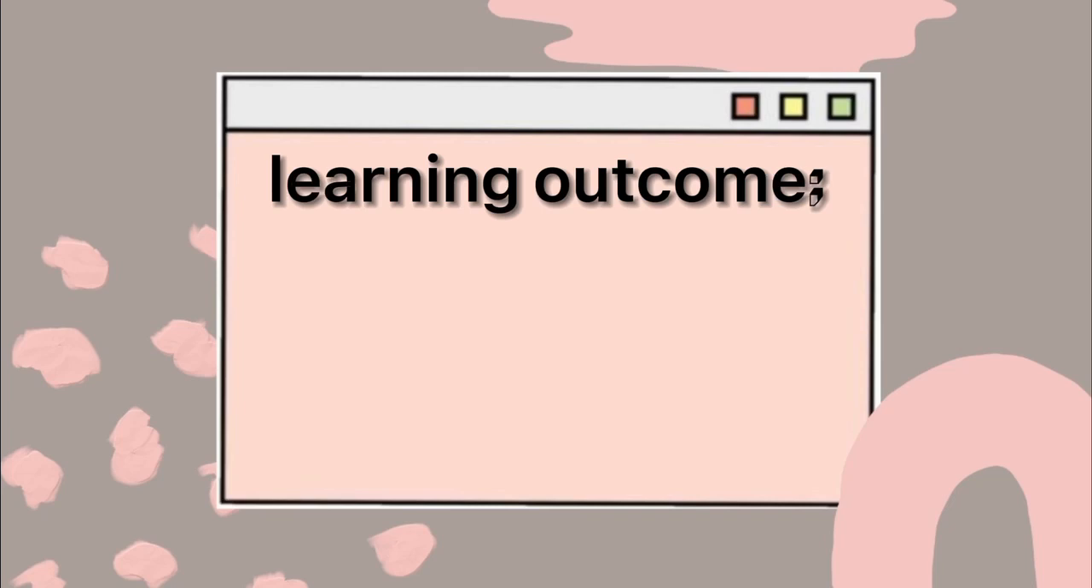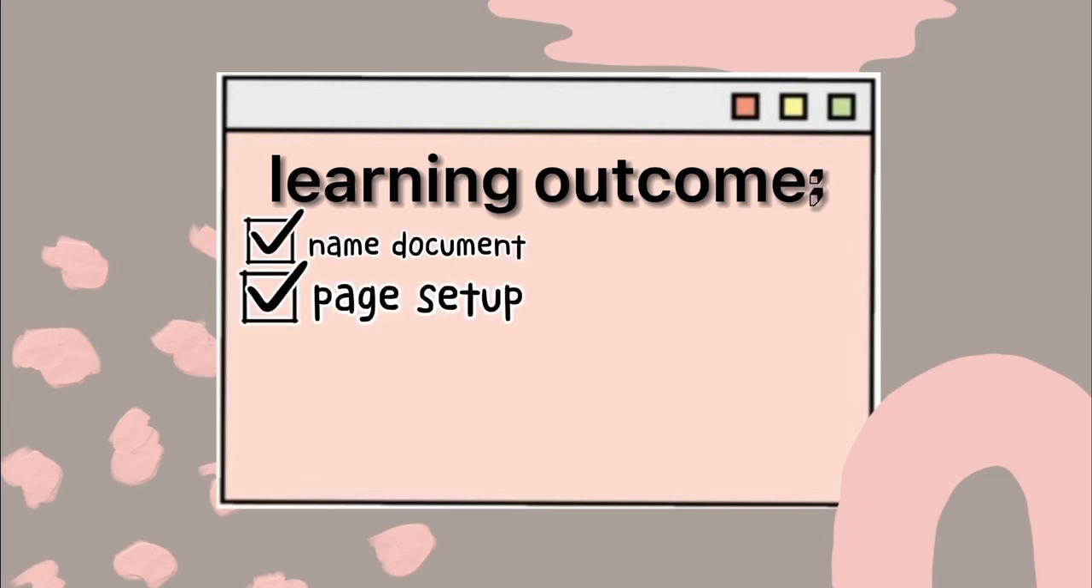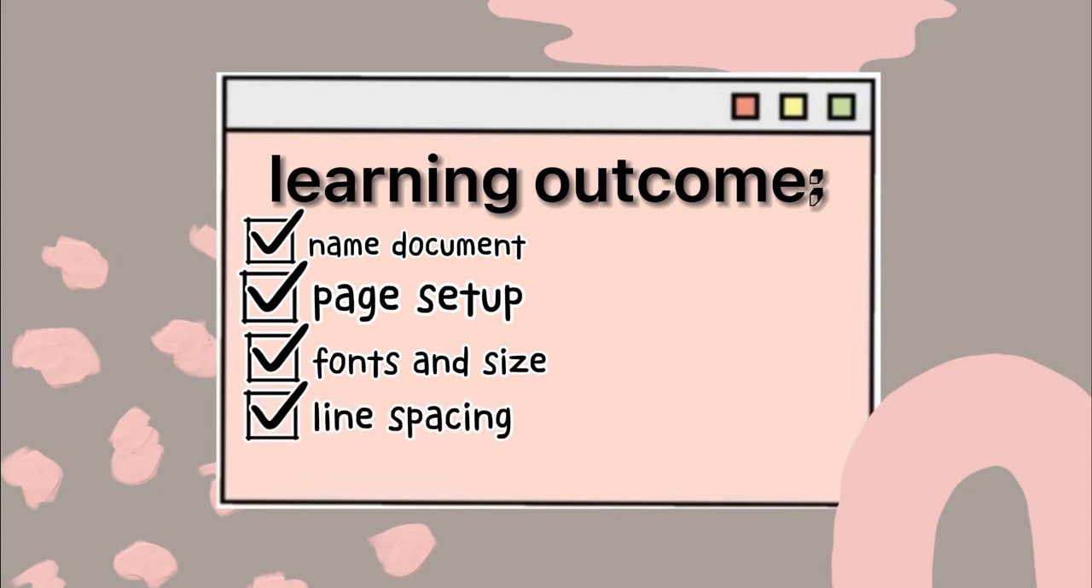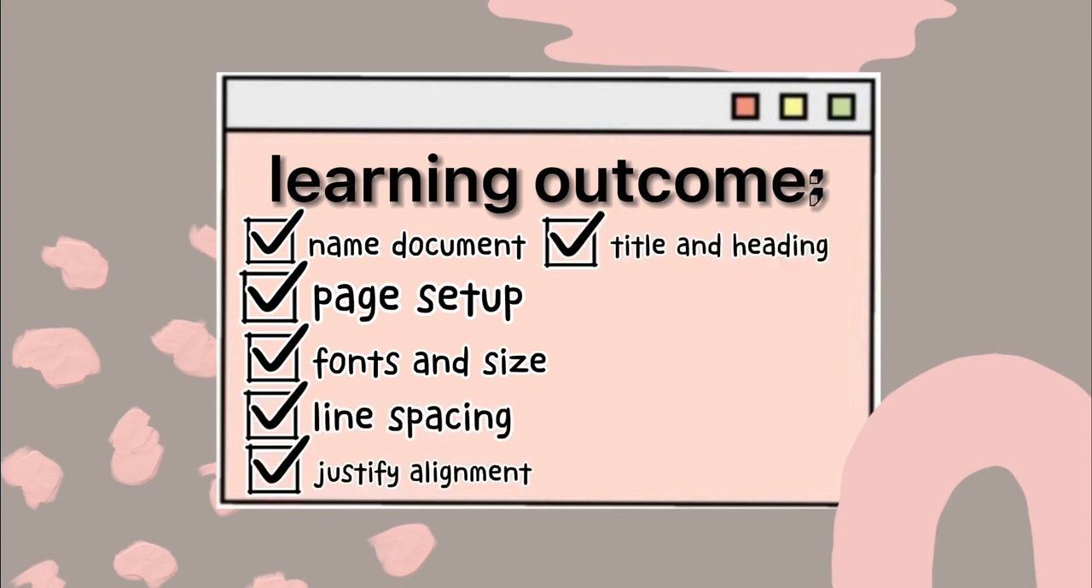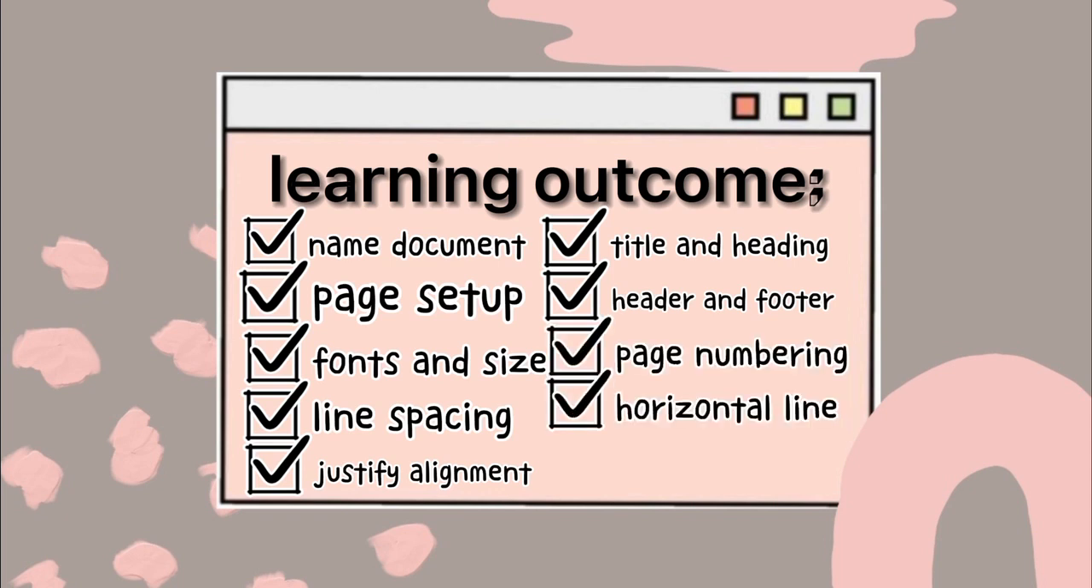Welcome back. Today I'll be showing you how to use basic features in Google Docs. At the end of this video, you will be able to name your document, set up page, adjust fonts and size, line spacing, justify alignment, add title and heading, header and footer, page numbering, insert horizontal line, and last but not least, table of contents.